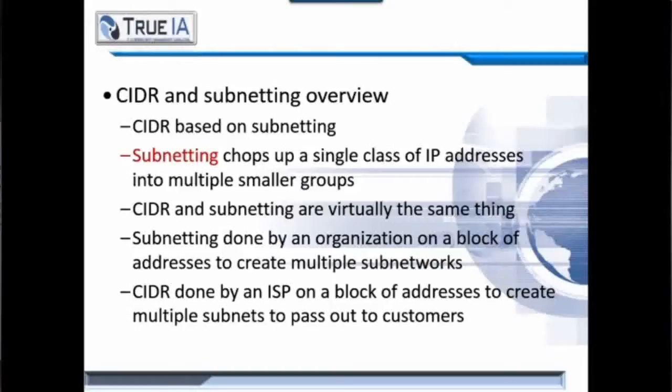The entire concept of CIDR is based on subnetting. Subnetting chops up single class IP addresses into smaller groups. Understand that CIDR and subnetting are virtually the same thing. Subnetting is done by an organization on a block of addresses to create multiple subnetworks, whereas CIDR is usually done by the ISP on a block of addresses to create multiple subnets. This is what it passes out to its customers.